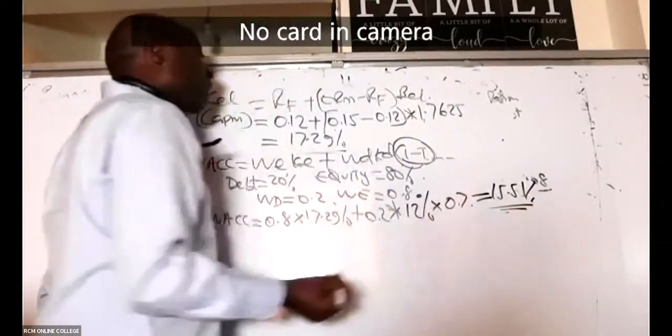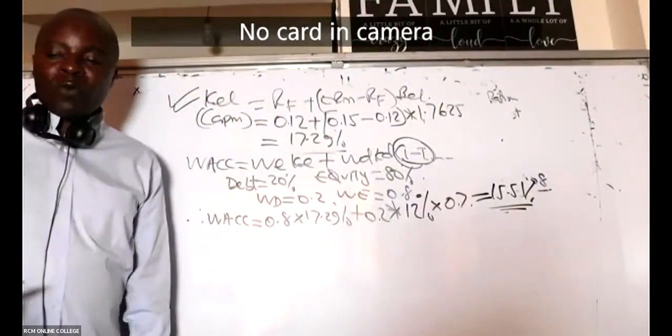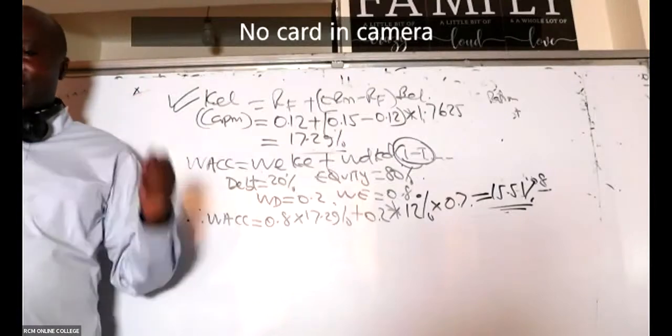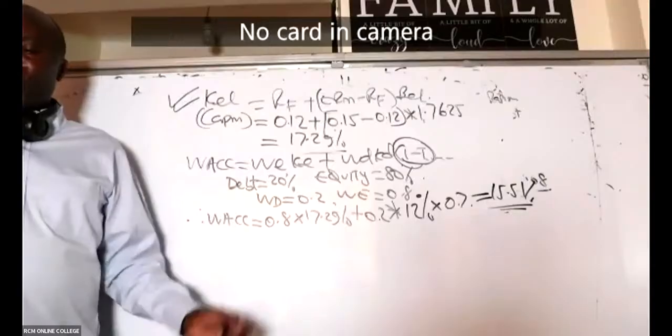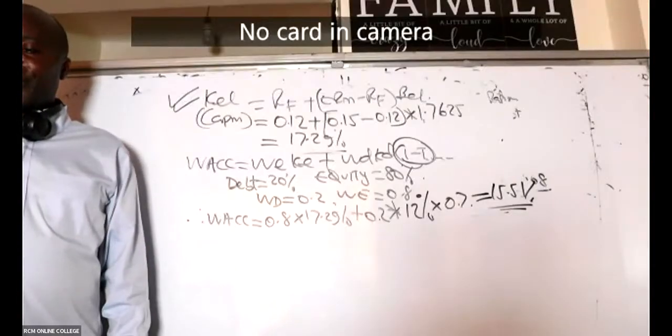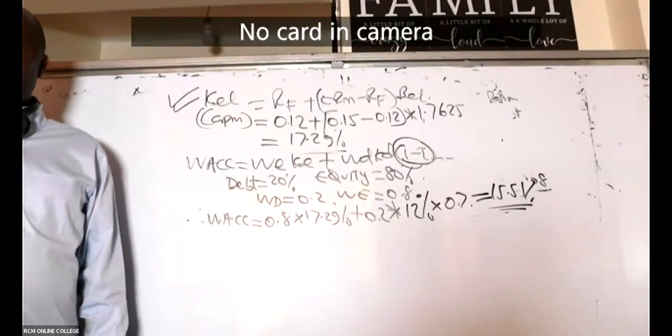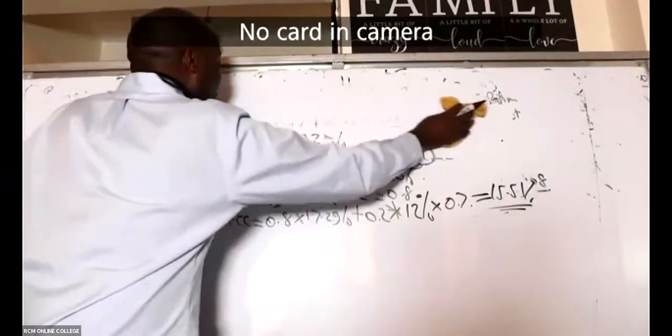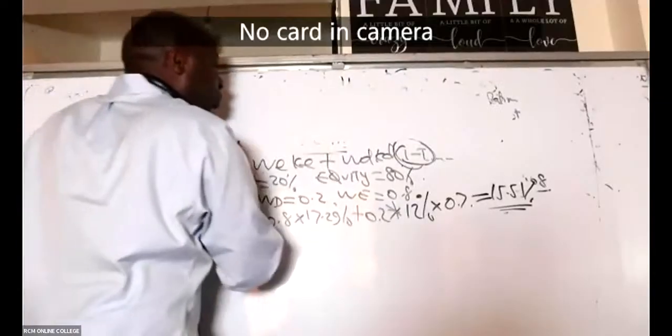I don't know whether all of us are able to get this 15.51. It should be all of us, really. Thank you so much. And then we go to Roman 2. So in Roman 2, our capital structure is changing to 50-50.